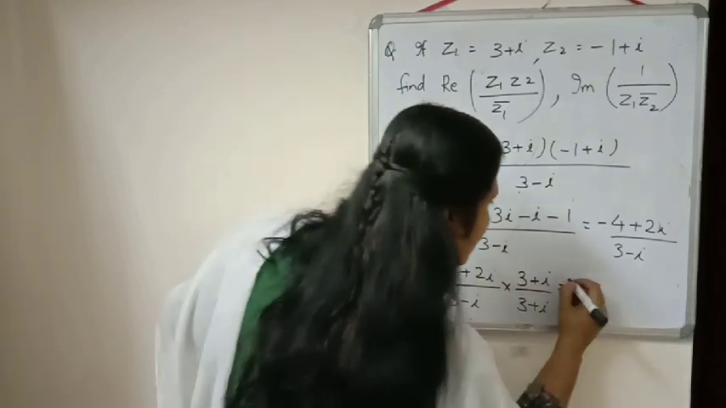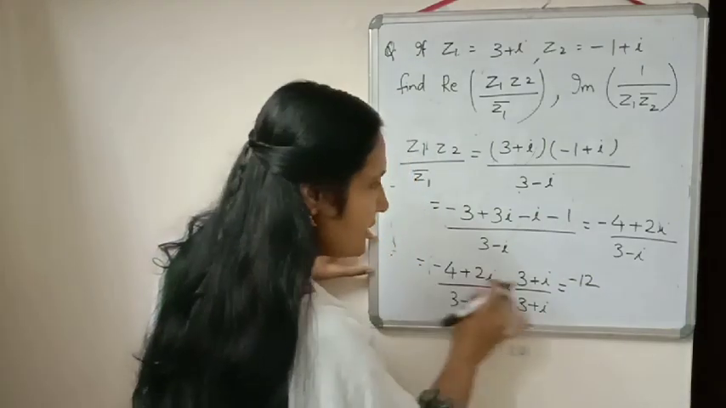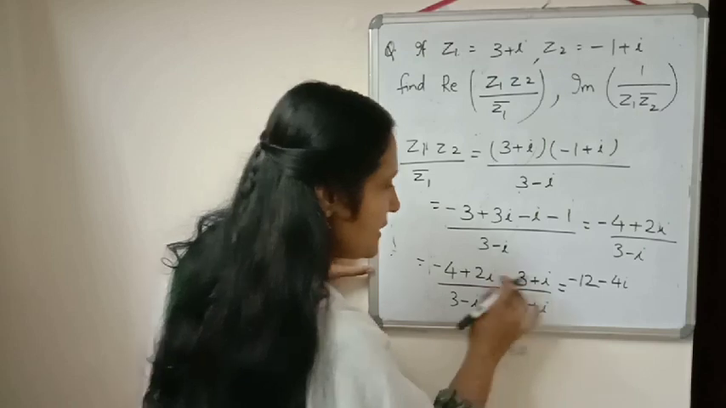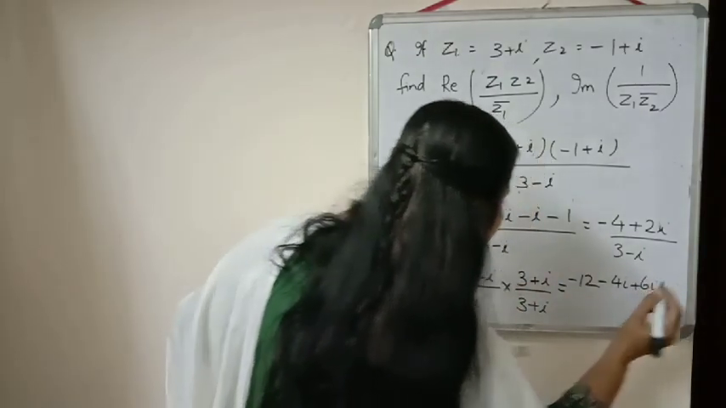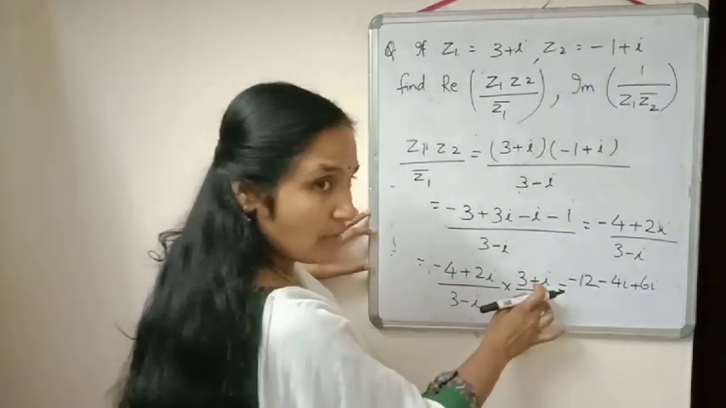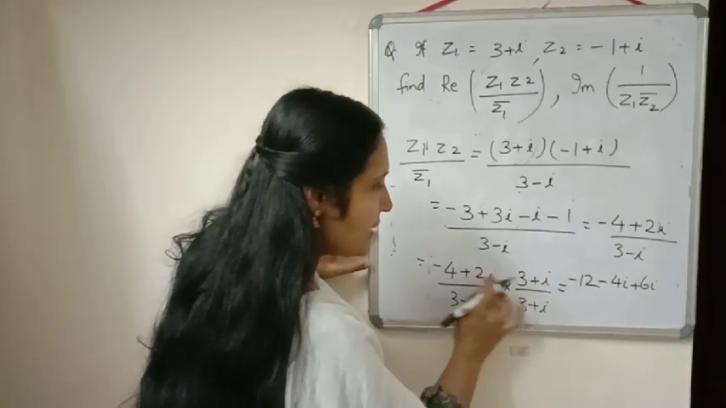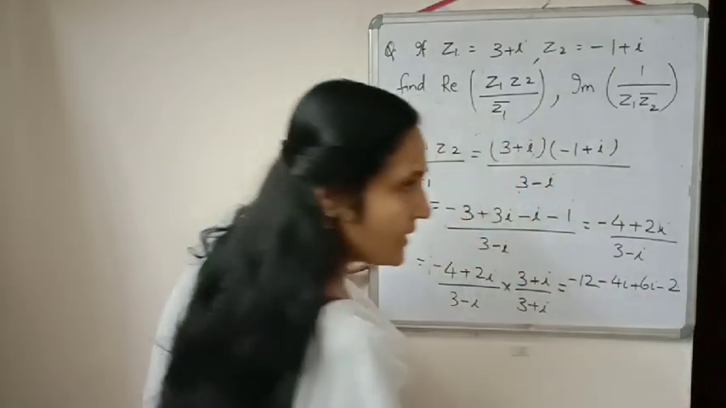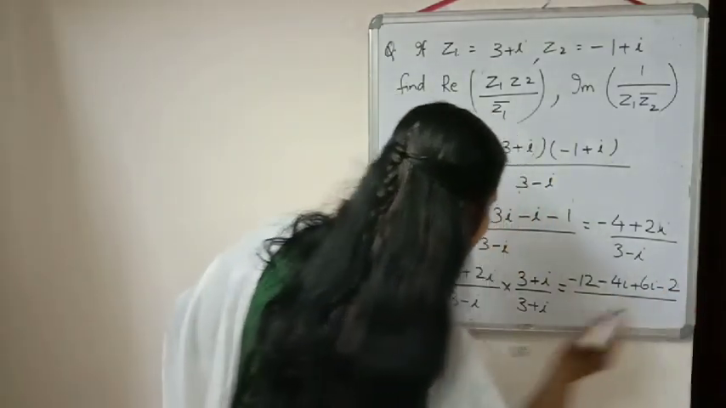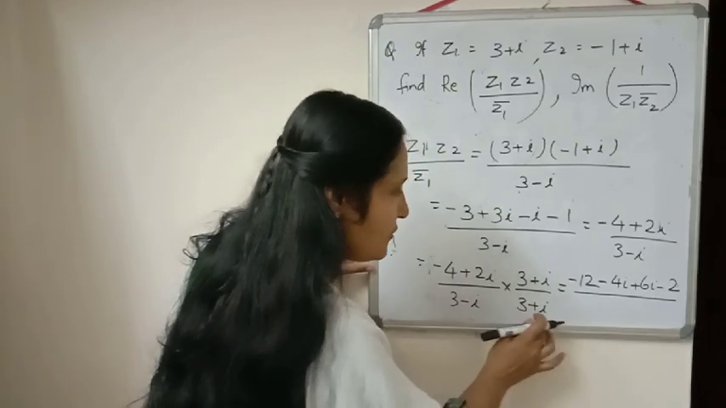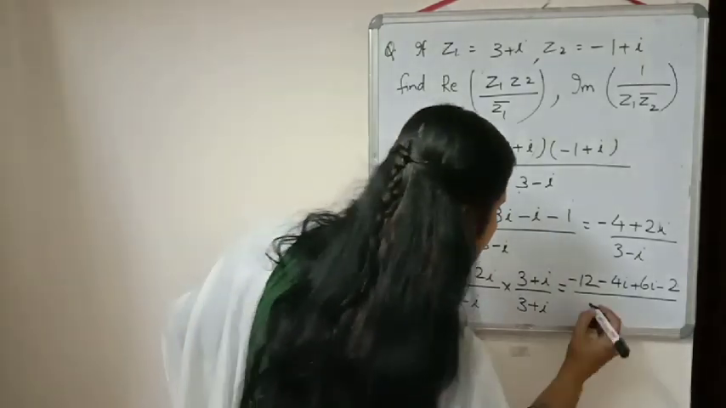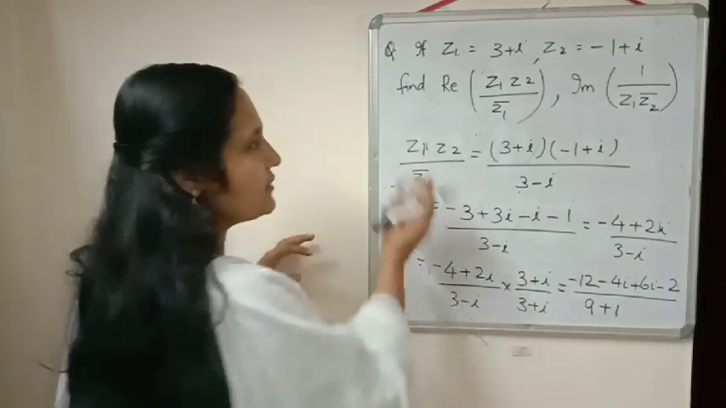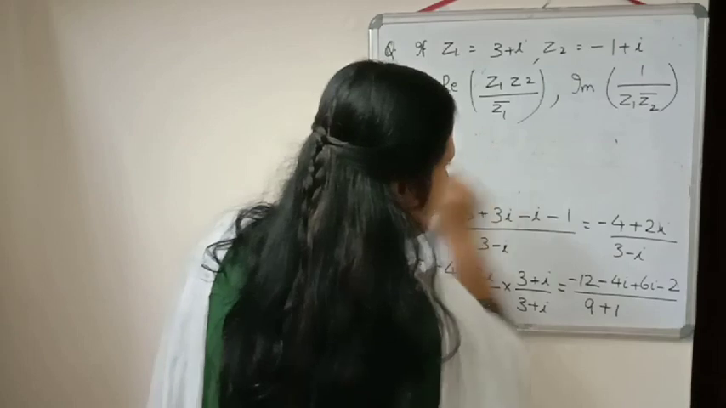So (minus 4 + 2i)/(3 - i) into (3 + i)/(3 + i). Minus 4 into 3 will be equal to minus 12. Minus 4 into i, minus 4i. 2i into 3, that will be equal to 6i. Plus 2i into i, that will be equal to plus 2i square, and i square is minus 1, so we will get minus 2. In the denominator, a minus b into a plus b is a square minus b square, so 9 + 1. Minus 12 minus 2 will be equal to minus 14.